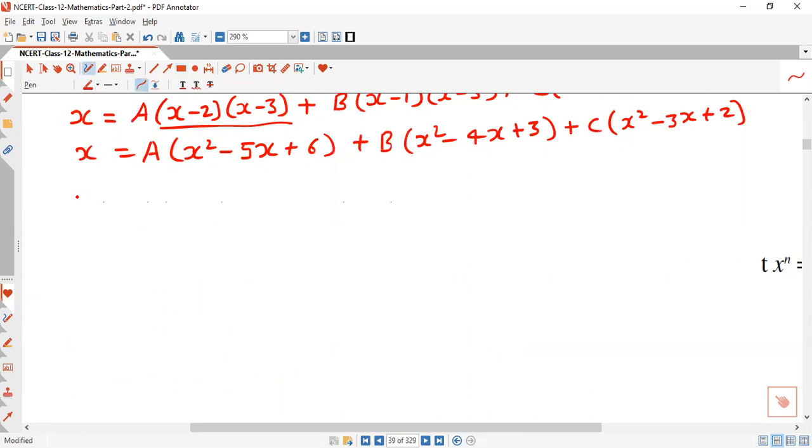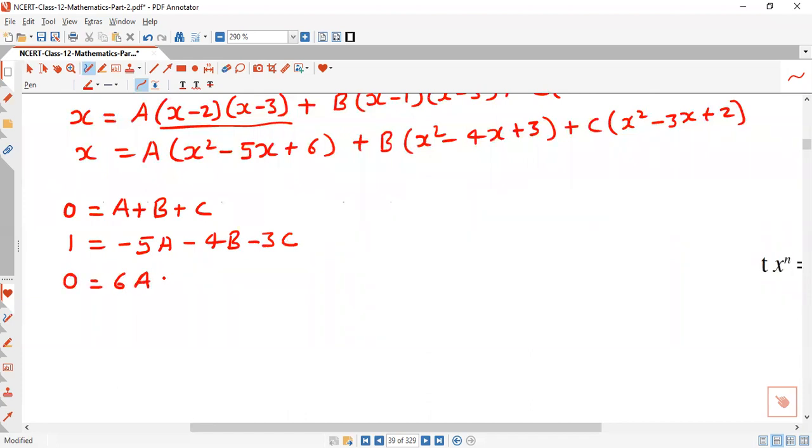So we compare this one. Here, x squared: 0, a plus b plus c equal to 0. Now x equal to 1, coefficient of x is 1 here. Here, minus 5a minus 4b minus 3c. And here, constant 0. Here, 6a, here 3b and 2c.